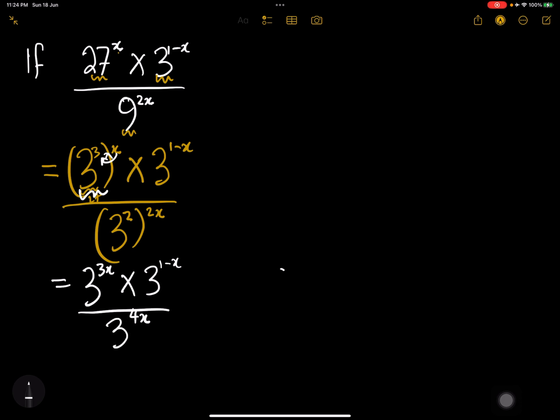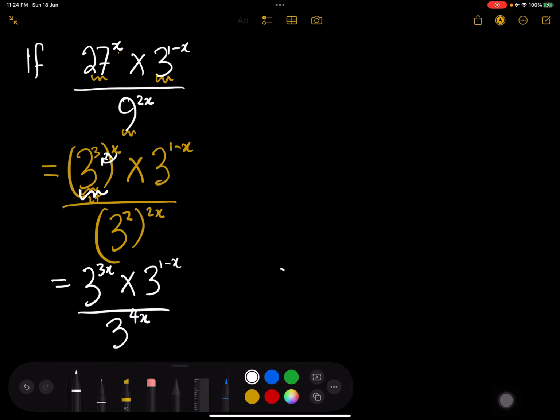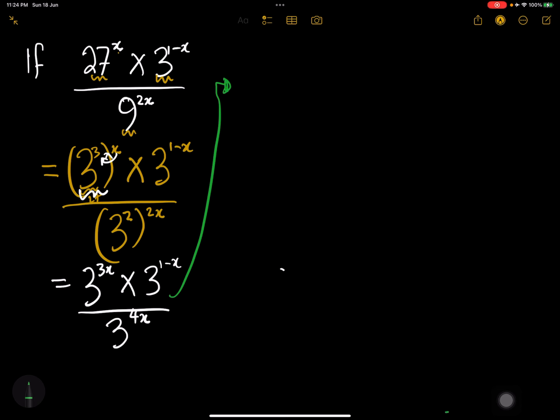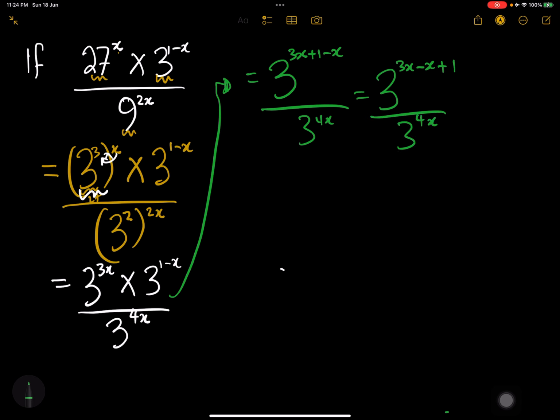Now, it becomes straightforward because we're going to apply the rules. The rules here, we said that if the bases are the same, we add the top. So it's going to be equal to 3 to the power of 3x plus 1 minus x divided by 3 to the power of 4x. And that gives us 3 to the power of 3x minus x, we are rearranging, plus 1, divided by 3 to the power of 4x. This gives us 3 to the power 2x.